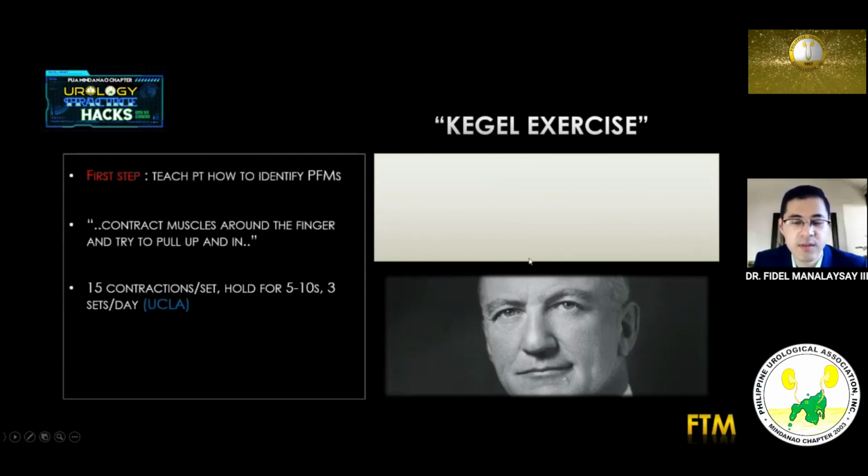The first step in advising a patient on Kegel exercise is to teach the patient how to identify the pelvic floor muscles. So how do you do it? You insert 2 fingers inside the vagina and ask the patient to contract the muscles around the finger and try to pull up and in. According to UCLA, we can advise the patient to do 15 contractions per set, hold each for at least 5 to 10 seconds, and do 3 sets per day.